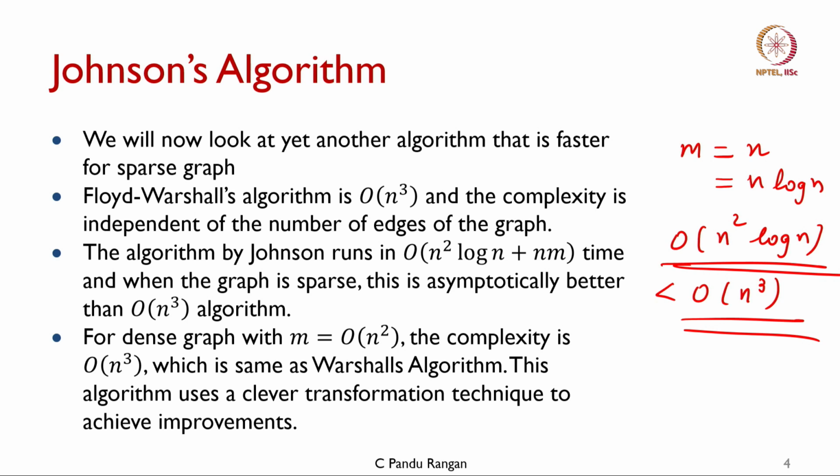If the graph is dense, it has a matching complexity. If m equals n square, which is the property of a dense graph, the complexity will be n cube anyway. So in the worst case, it just matches Floyd-Warshall's algorithm, but if it is sparse, it turns out to be significantly more efficient.